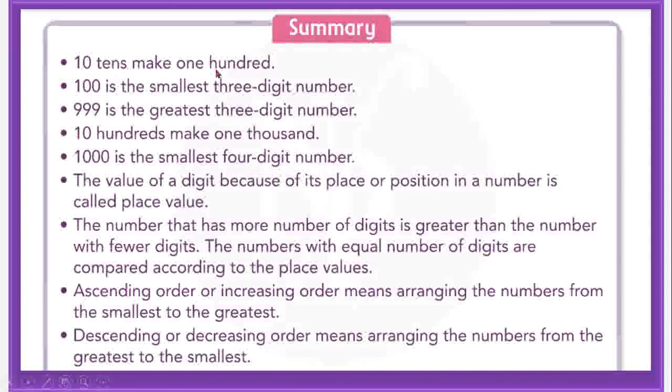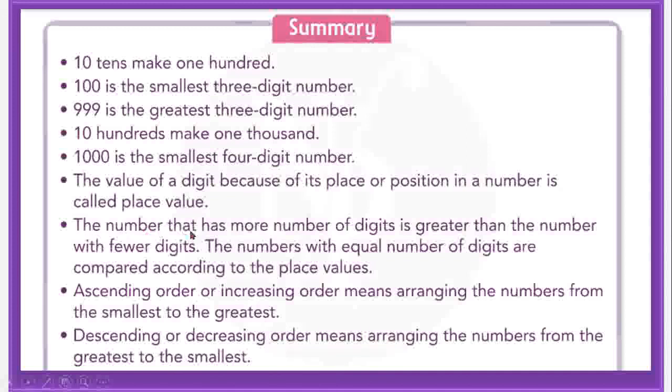10 tens make 100. 100 is the smallest 3-digit number. 999 is the greatest 3-digit number. 10 hundreds make 1000. 1000 is the smallest 4-digit number. The value of a digit because of its place or position in a number is called the place value. The definition of place value, we learned this in earlier chapters also.